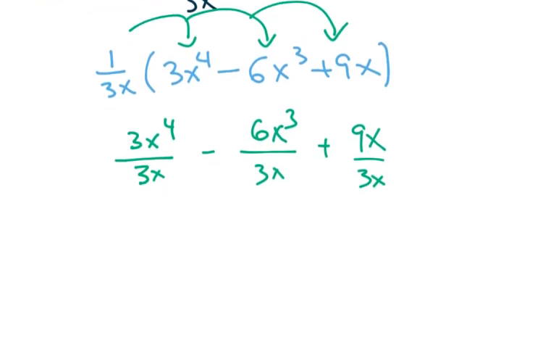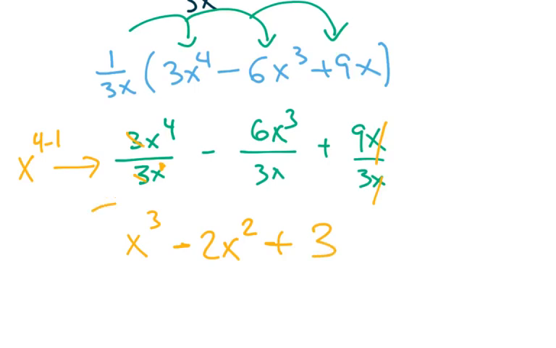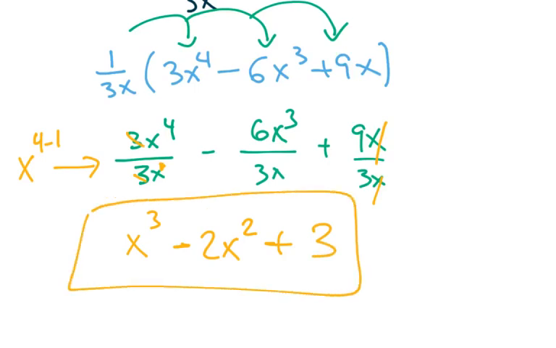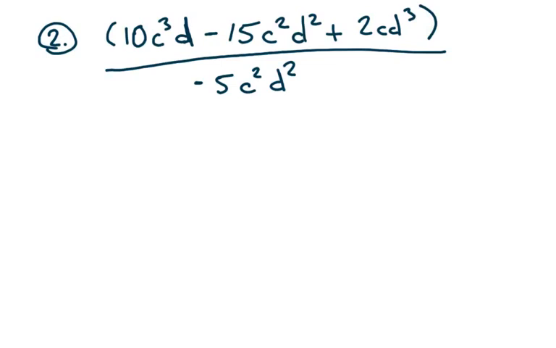And once we write it as such, then we can quickly see that in the first part, 3 divided by 3 is 1, x to the fourth divided by x is just going to be x cubed. Remember, when we divide, we subtract. This is x cubed. In the second part, 6 divided by 3 is 2, x cubed divided by x is x squared. And in the final part, the x's will divide out, and 9 divided by 3 is 3. And there's our answer. And that's it. Let's look at number 2.